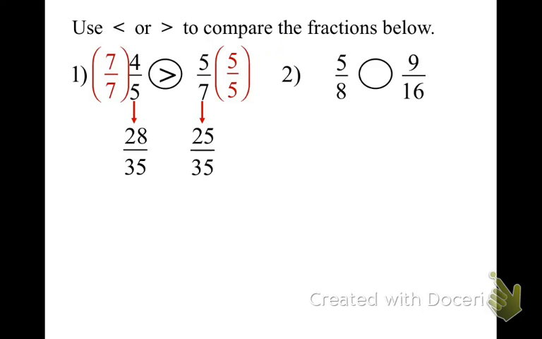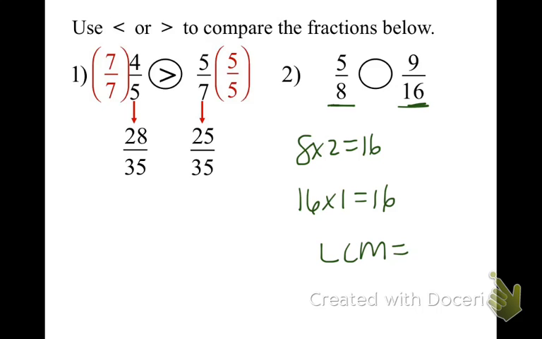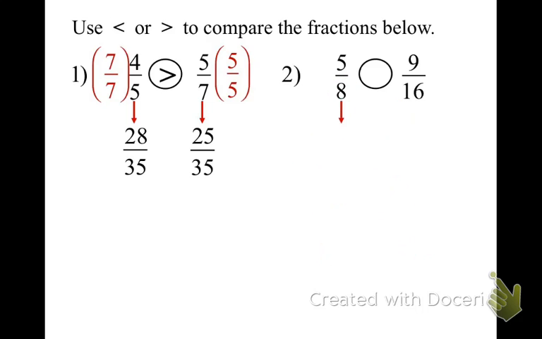So looking at number 2, automatically you should notice, hey, I have an 8 and I have a 16. 8 times 2 gives me 16. 16 times 1 gives me 16. So my least common multiple should be 16. That should be a gimme. Automatically, if you know your times tables, 8 is connected to 16. So I know that my new denominator is going to be 16. The question is, how do I get there?